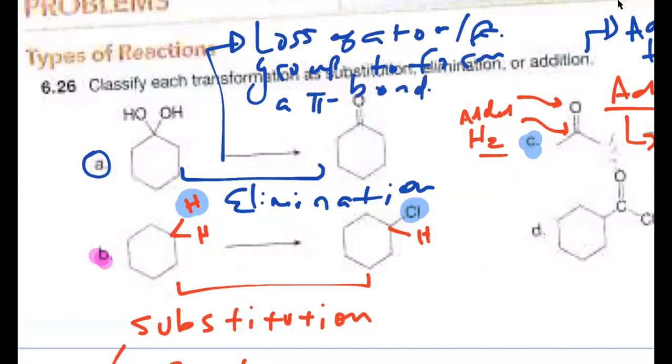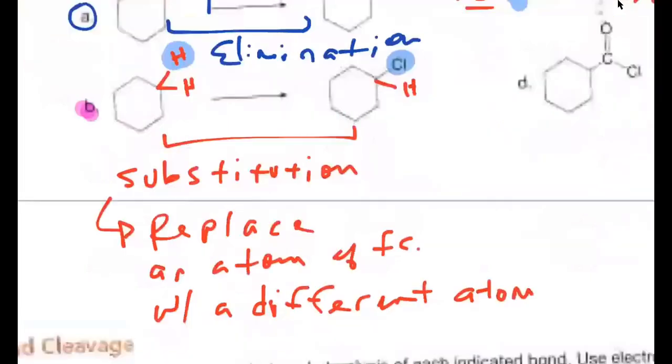Right? And you can see the pi bond that you made right here. So you lost the atom or functional group, and you made a pi bond in the product. That's an example of elimination. So there's substitution, addition, elimination, and then there's a fourth type of reaction, which is called a rearrangement. So I'm going to show you an example of that.